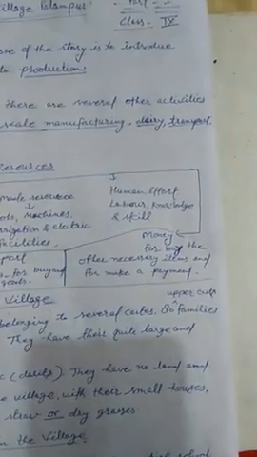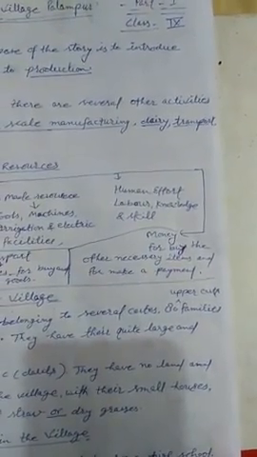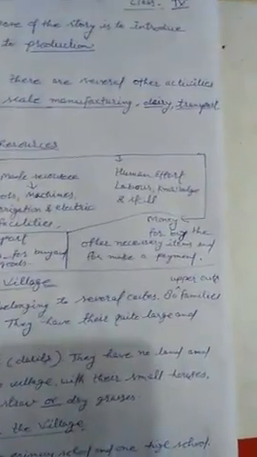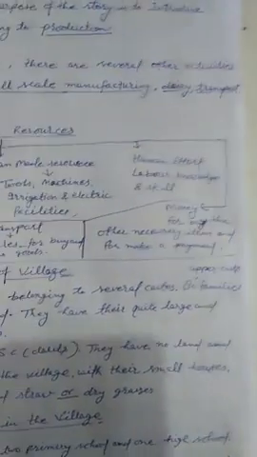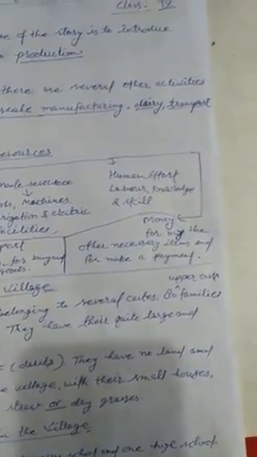The next resource is money. Money is needed to buy other necessary items and to make payments. We need different types of items for production, and without money we can't buy the things.